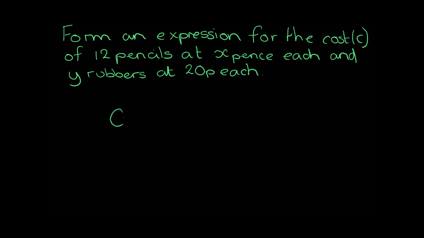It tells us that the cost that we're trying to find is of 12 pencils that cost X pence each. So if you think about what you would do if it didn't say X but it said 5 pence each, you would do 12 times 5 to get the cost of those pencils. So we're going to write that down, but we're going to write it in algebra. So 12 times X written in algebra is just 12X.